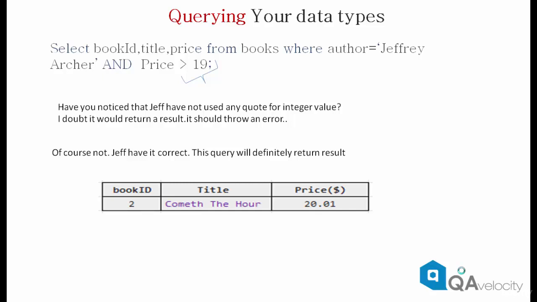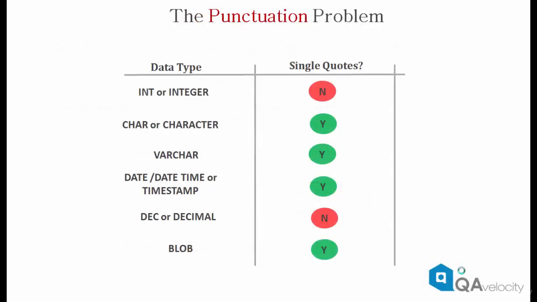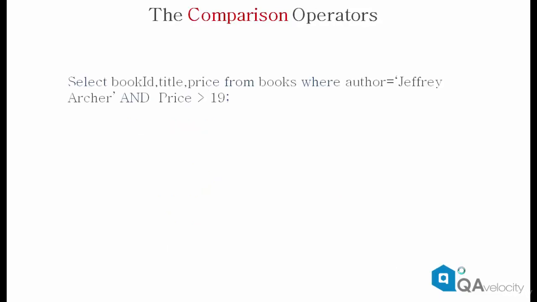So let's check which data types accept single quotes. To write a valid where clause, you need to make sure that each data type you use is in proper format. Here's the list of data types which accept or don't accept single quotes. Integer and decimal values should not be in single quotes. The rest, character, varchar, date, time and blob, should be in single quotes. One more thing you may have noticed is that Jeff used a math operator within the SQL query and it worked and returned the correct result. So SQL gives you the leverage of using math operators in its statements.